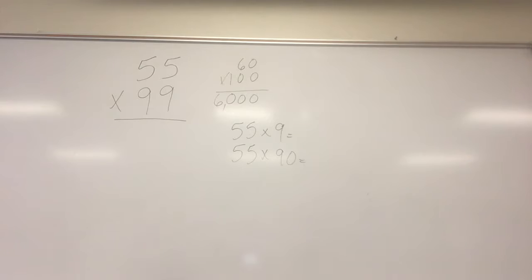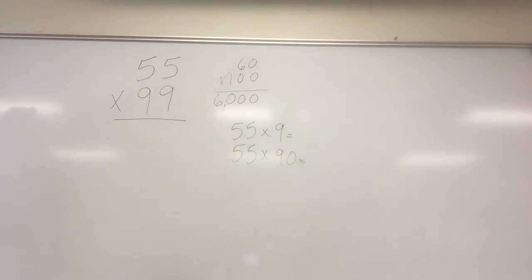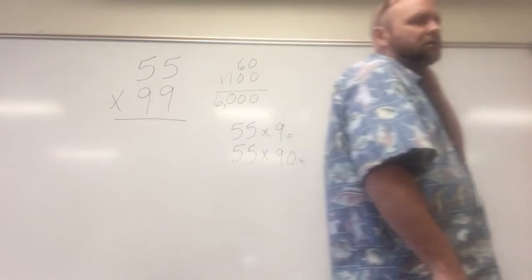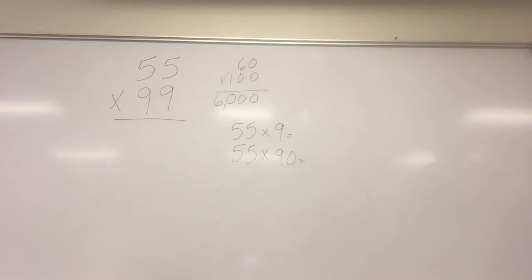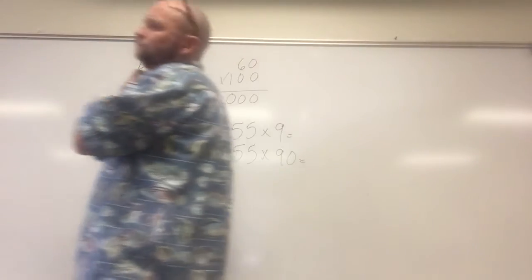So take a moment, work it out. I showed you what your estimate would be. About 60 times 100. So your answer needs to be somewhere in the vicinity of 6,000. If your answer's not in the vicinity of 6,000, then you'll probably need to check it.